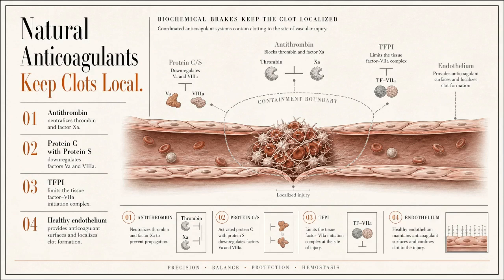These systems ensure that hemostasis is strong where it is needed, but quiet everywhere else. If these natural anticoagulants are deficient, the risk of thrombosis goes up. This localization is key to preventing widespread clotting.